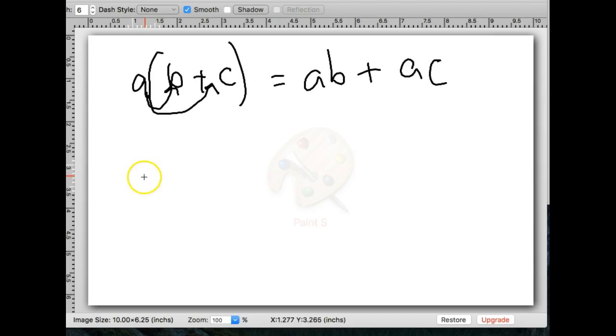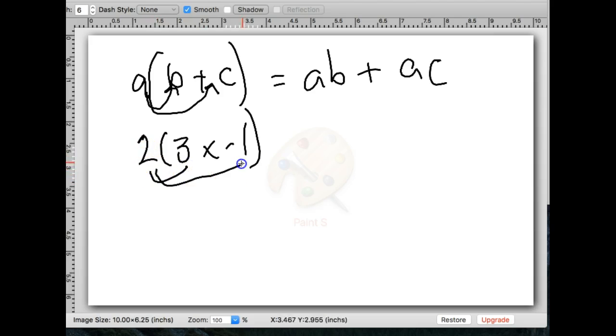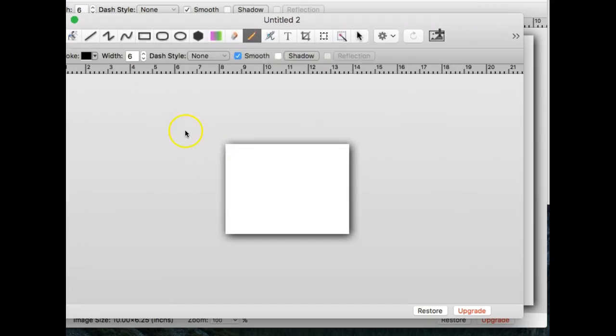So for example, in the examples, they have one where you have 2 times (3x minus 1). So then 2 times 3x becomes 6x, and then 2 times negative 1 becomes a negative 2. All right, makes sense? Let's do the next one.